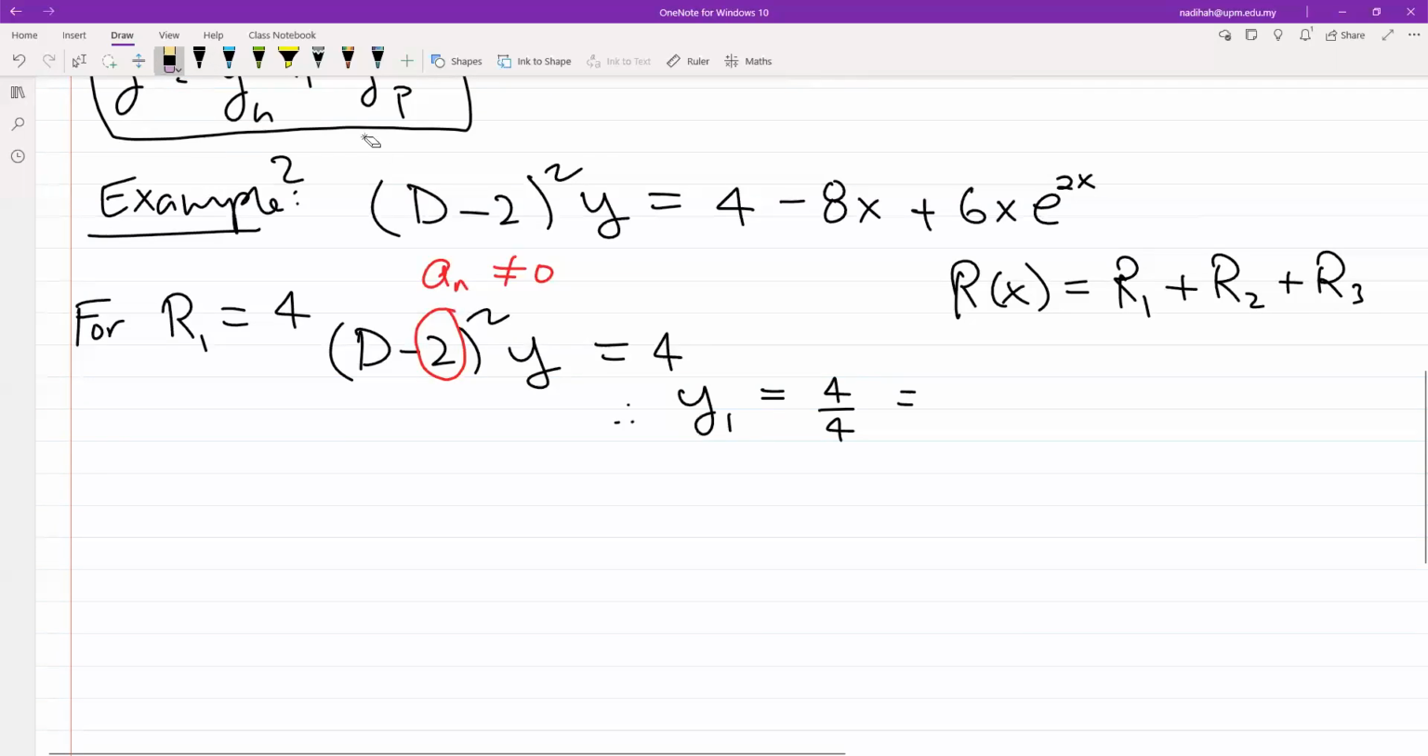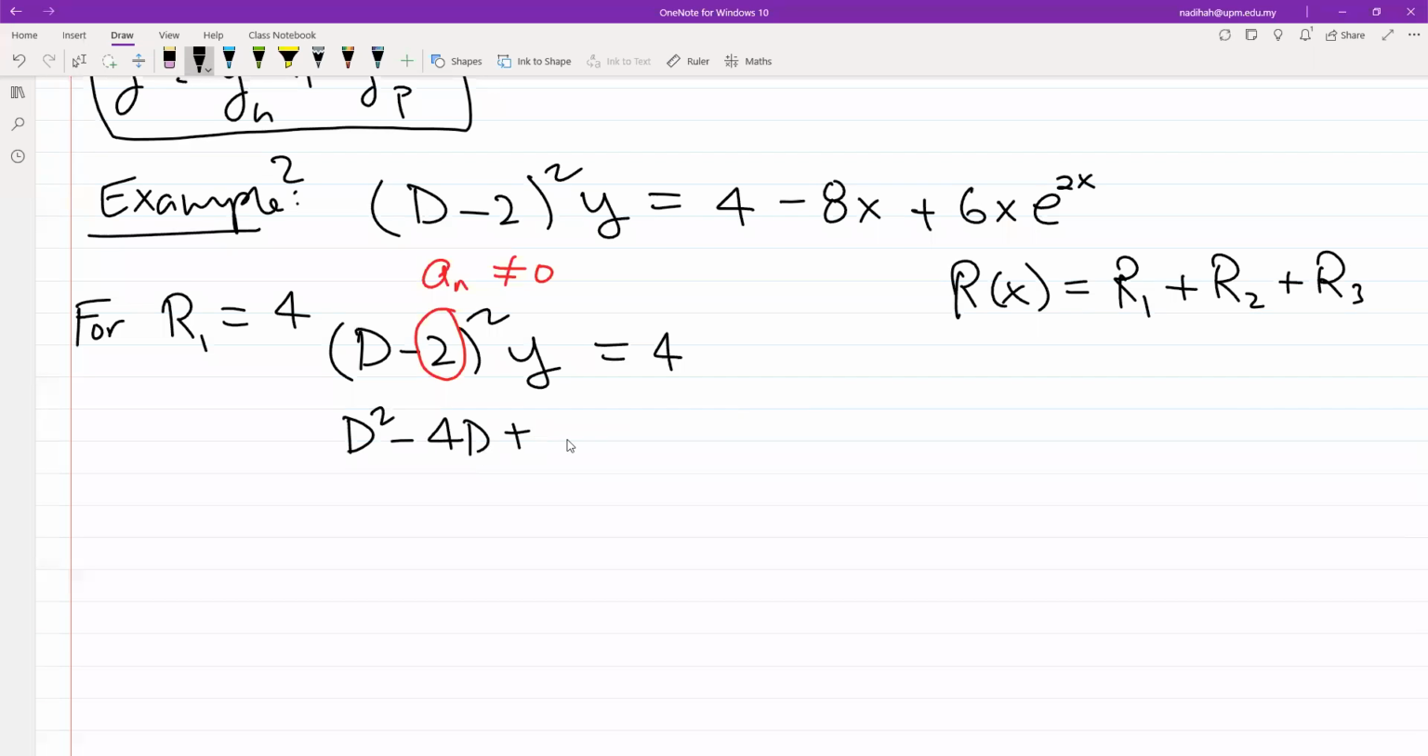Sorry, I think I missed the step. This is correct, but I missed the step. Okay, you need to open the factorization. So this is D squared minus 4D plus 4. Now you can say an is 4, so y1, the particular solution for R1, is 4 over 4.